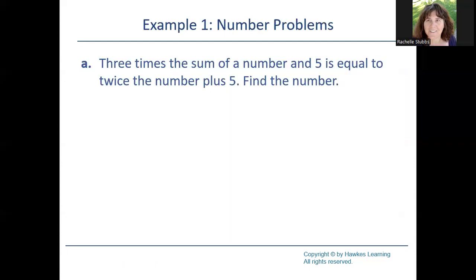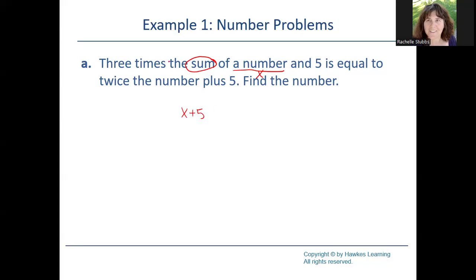So here we go. Here's our first word problem. 3 times the sum of a number and 5 is equal to twice the number plus 5. So I'm going to go through here. The word sum right here tells me I am going to be adding. The words a number are a variable. I'll just put x there, and 5. The sum of a number and 5. That would look like this.